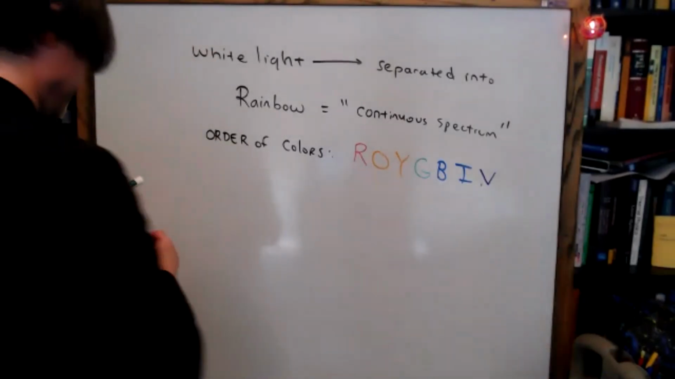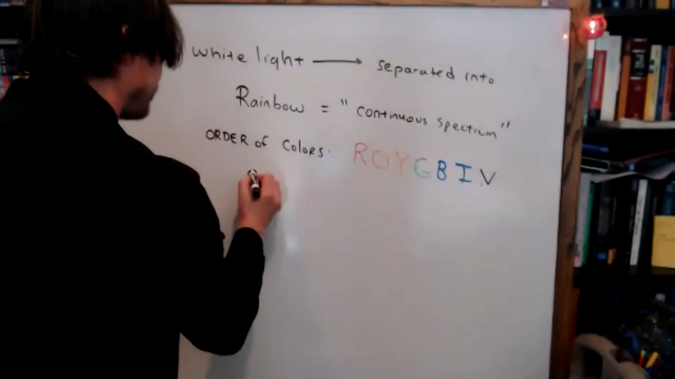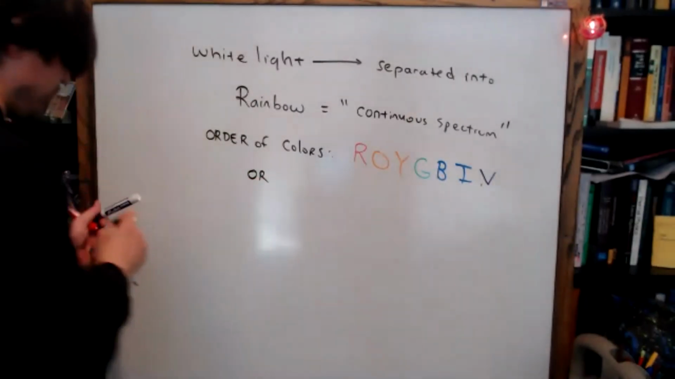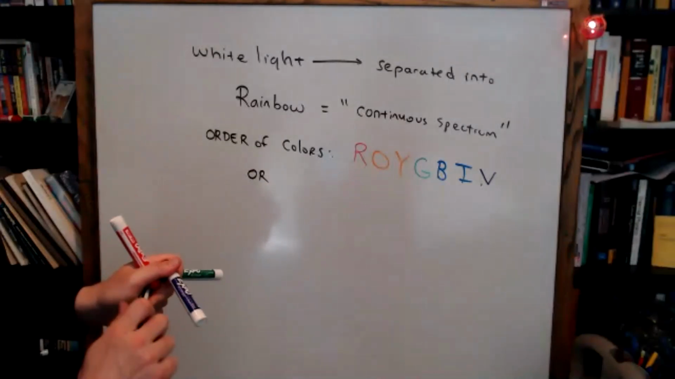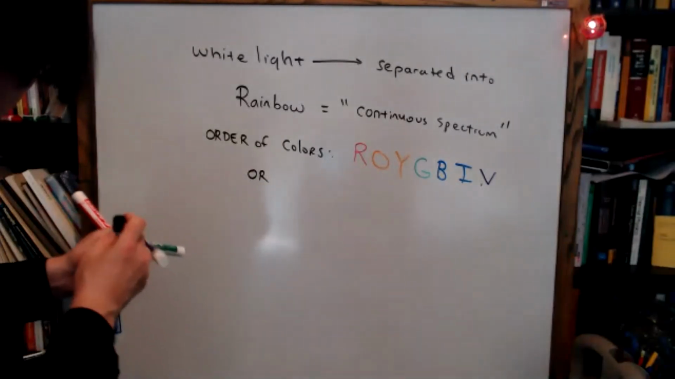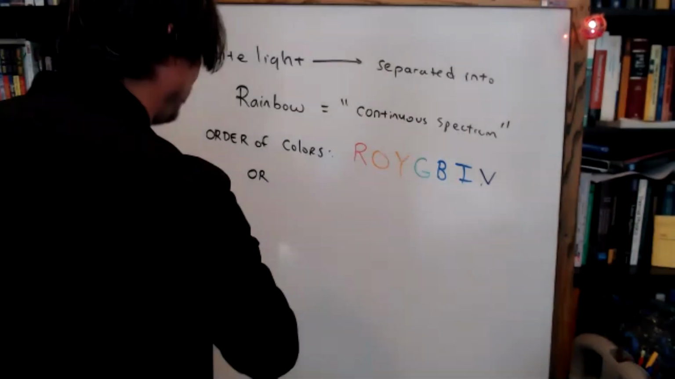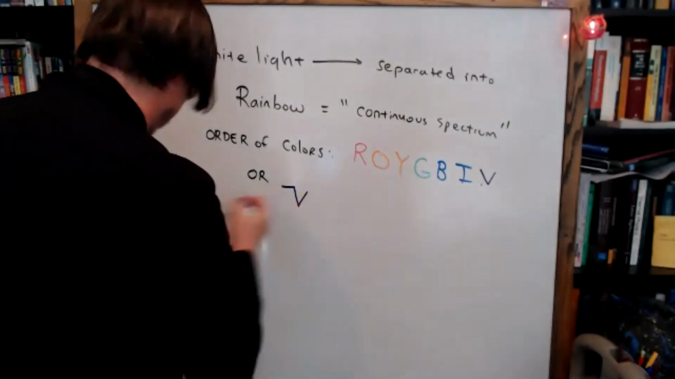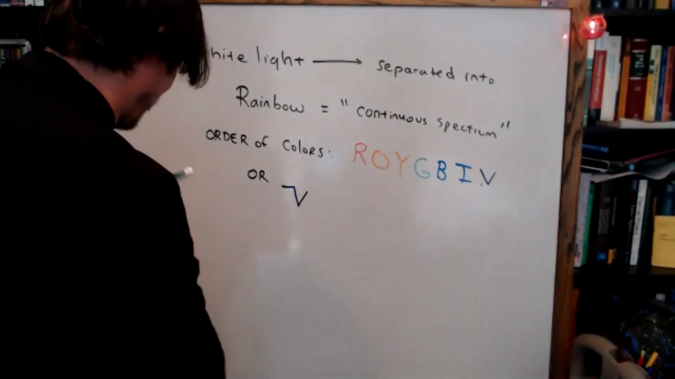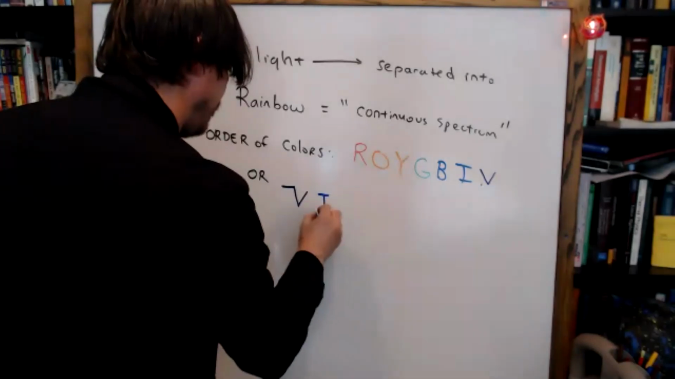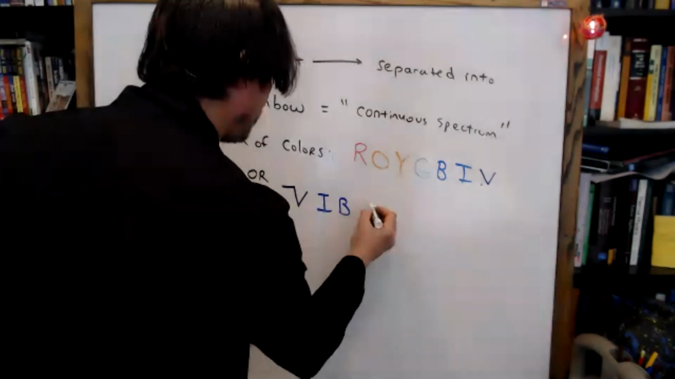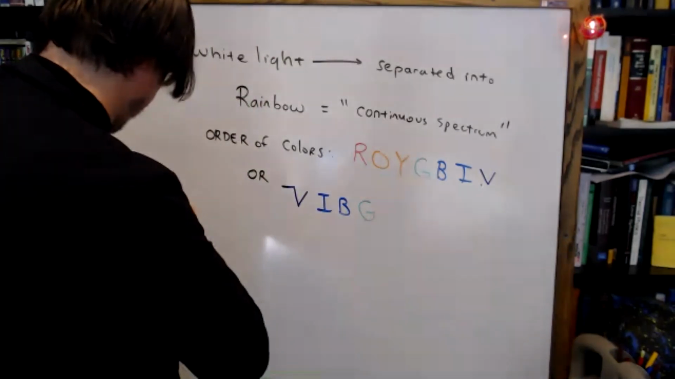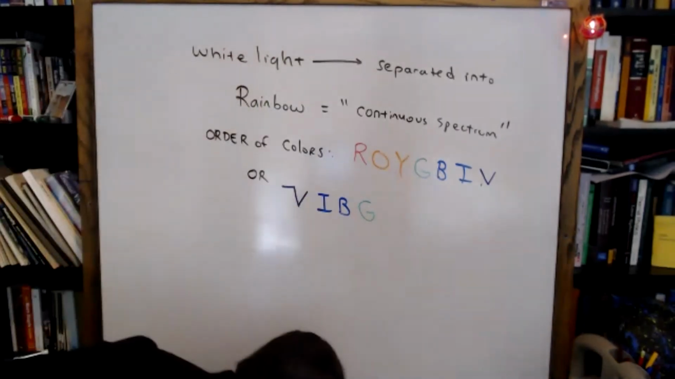I prefer the more colorful rearrangement of letters, so that I like to put violet on the left because it's the shortest wavelength. So I like to do VIBGYOR. That's my personal favorite. Violet, indigo, blue, green, yellow, orange, red.